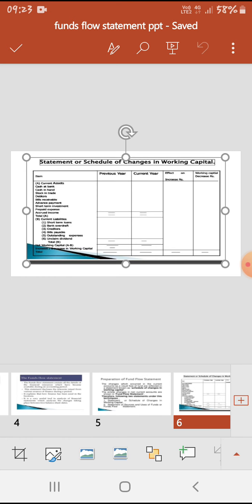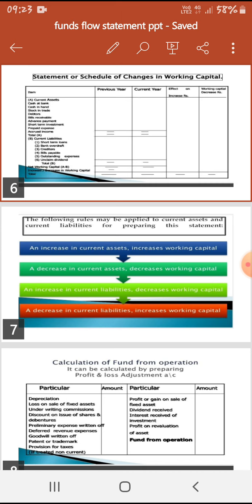If it increases, then accordingly we will apply the rule, and if it decreases, then accordingly we will apply the rule. And current liabilities will be short term loans, bank overdraft, creditors, bills payable, outstanding expenses, unclaimed dividend, etc. That will be the total of B. Now according to the rule we will show the effect of current liability. Now the working capital formula is current assets minus current liabilities.